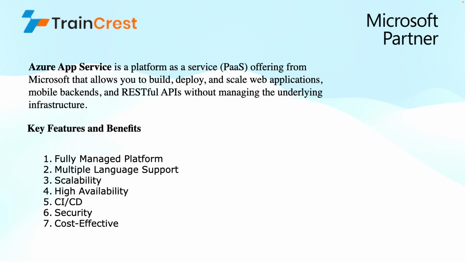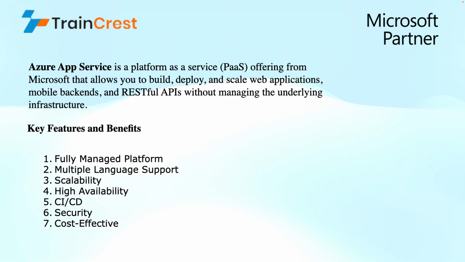Next is continuous integration and continuous deployment. You can easily integrate the Azure App Service with tools like GitHub, Azure DevOps, or Jenkins for automated deployments. Next is security. You can benefit from the built-in security features like SSL or TLS, authentication, and authorization. Next is cost effective. You pay only for the resources that you use. This is the flexible pricing option offered by Microsoft's platform as a service offerings.